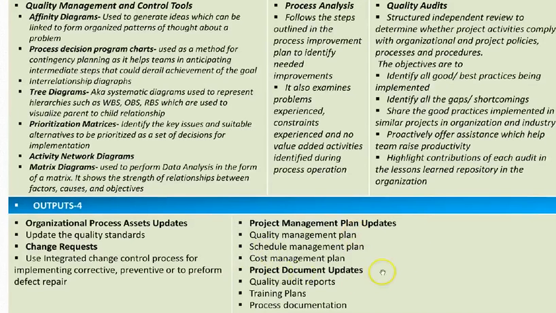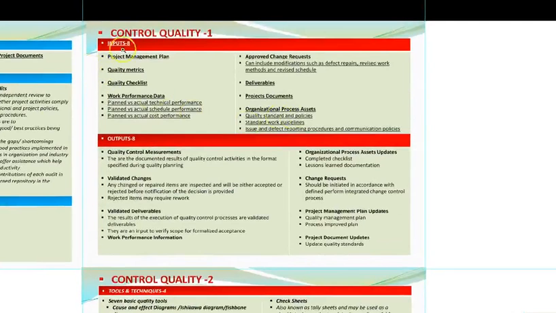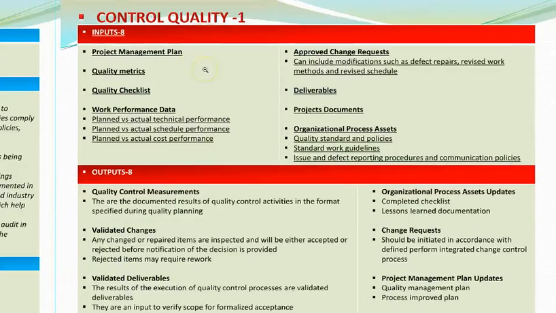Finally, the project document updates, where you update the quality audit report because you're doing audits over here. Then the training plans and the process documentation. That finishes the second process, perform quality assurance, in the knowledge area of project quality management. Let's jump to the last process that we have in this knowledge area, which is control quality.